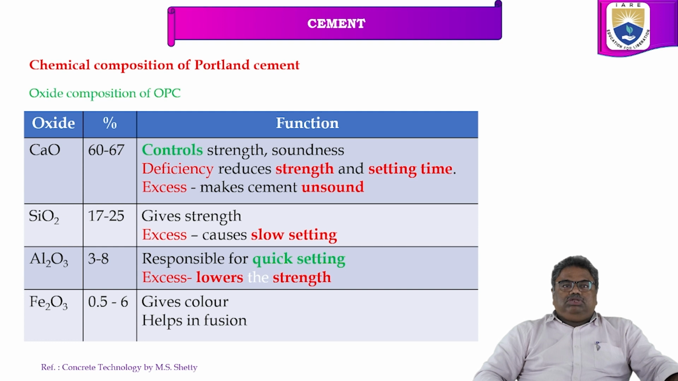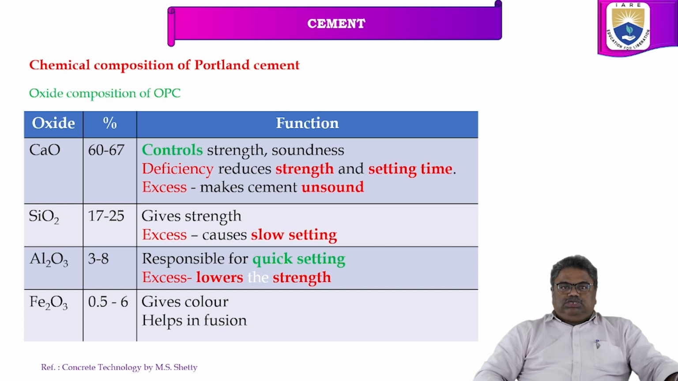Similarly, SiO2, silicon dioxide, is around 17 to 25%. It gives the strength. If it is in excess, it causes slow setting. Setting will be very slow in case of excess SiO2 in the cement. Al2O3 should be around 3 to 8% and is responsible for quick setting. If it is in excess, it lowers the strength.